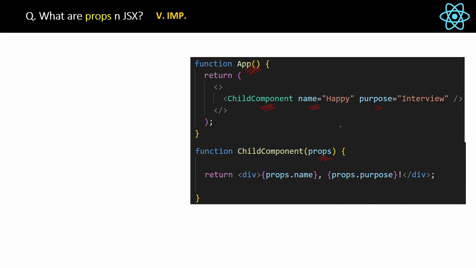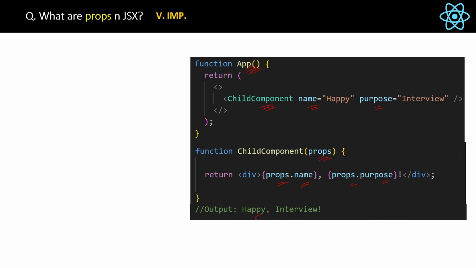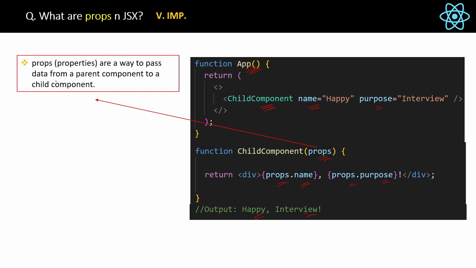And then inside we will extract the properties from this props like this. So props.name and props.purpose. And finally this is the output. So what are props? Props are a way to pass data from a parent component to a child component. See in the example here, we are passing the data from the parent to the child with the help of this props.